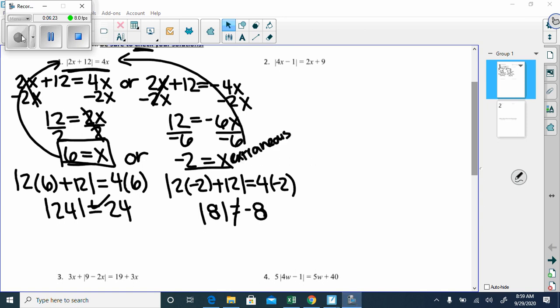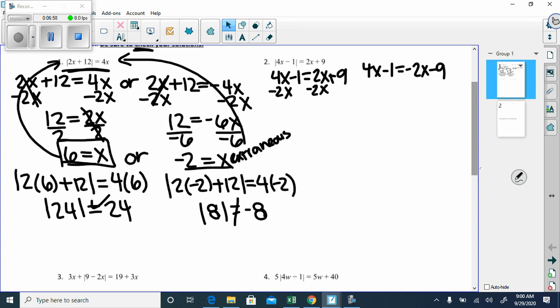Alright, so first I would set up my two equations. My first one, I leave it as it is. Alright, so I have 4x minus 1 equals 2x plus 9. And what was my second equation? 4x minus 1 equals negative 2x minus 9. Perfect. Okay, now I just have to solve both of these like we would any normal equation. So on the first equation, what did you guys move first? Okay.